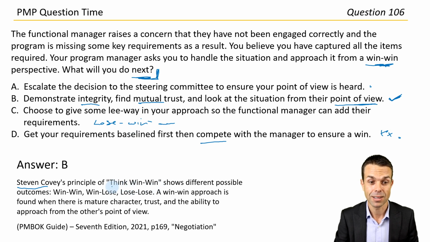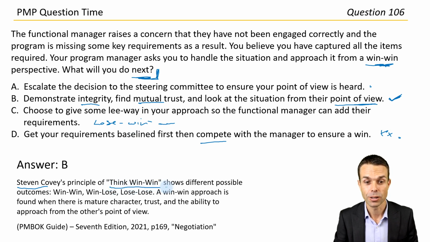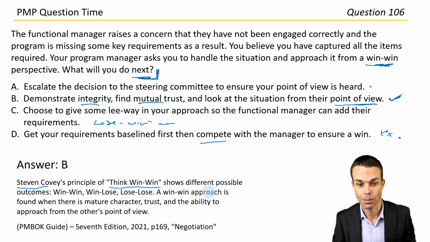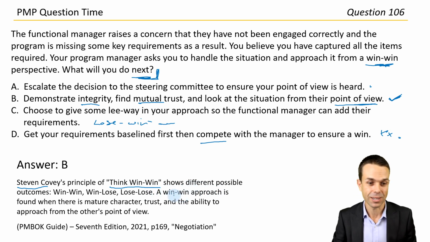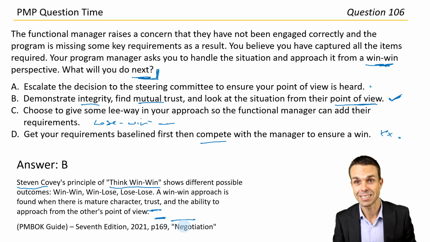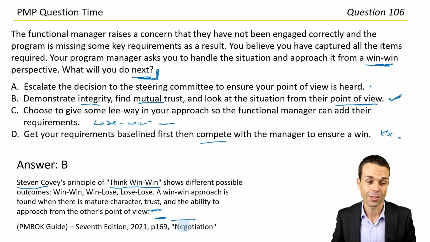And he says, think win-win. So it shows different possible outcomes. We've got all of those. A win-win approach is found when there is mature character, trust, and the ability to approach it from the other's point of view. So there it is directly from the PMBOK Guide, 7th edition, page 169 under negotiation. And also nice that they threw in the 7 Habits of Highly Effective People. So there, I finally remembered it.